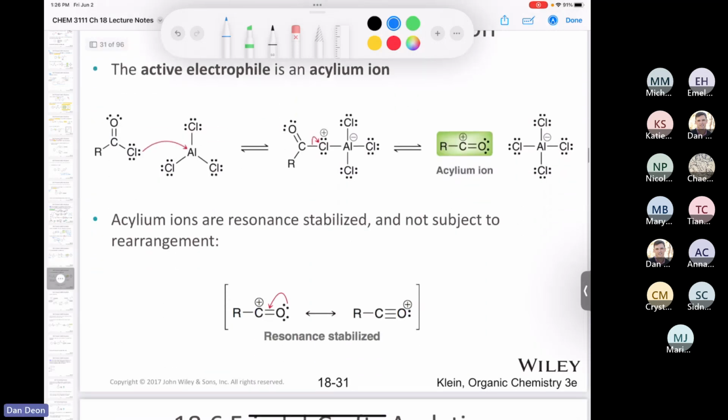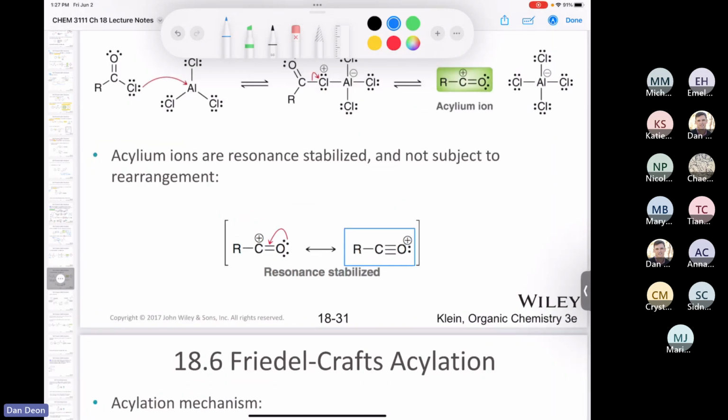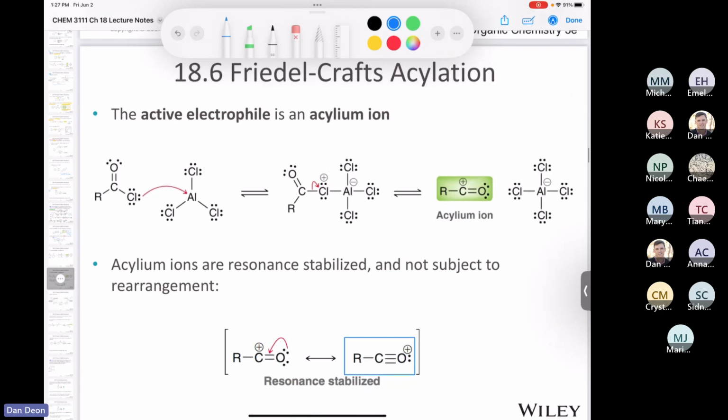The reason why it doesn't rearrange is because it's resonance stabilized. And in the second resonance contributor, look at this. Everybody's got a complete octet, even the carbon, okay? So that is why the acylium ion doesn't undergo any kind of rearrangements whatsoever. It just acts as a really great electrophile. So there you go. That actually simplifies acylation a little bit, and it gives it even more synthetic utility than you might have thought.